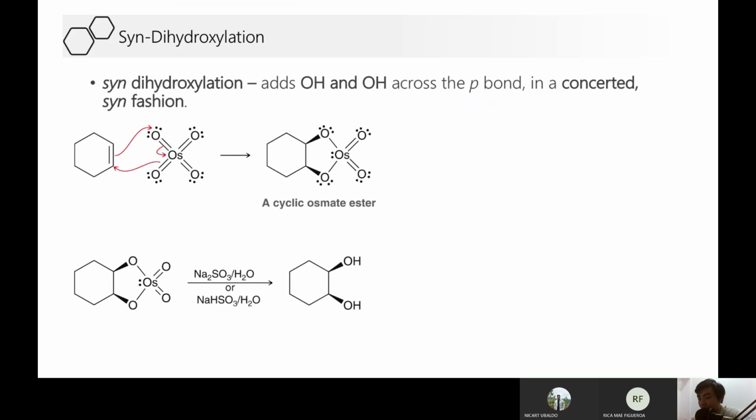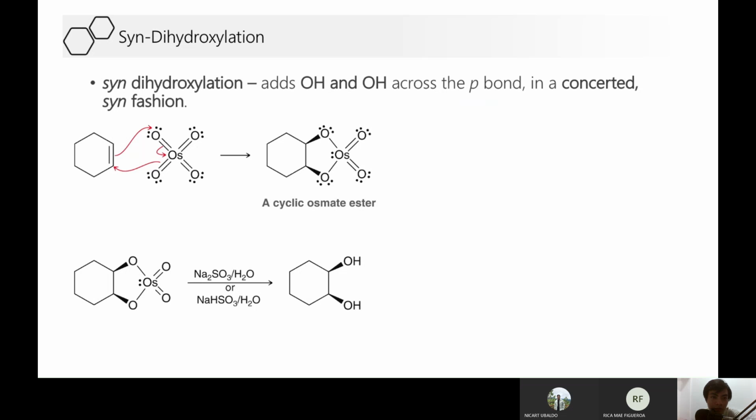Proceed naman tayo. So, if we have anti-dihydroxylation, we also have syn dihydroxylation. Ano kaya meron dito? Ay, imagine nyo, ipit na naman. So, imagine nyo may molecule na nakaipit, no? So, yan. So, paano yung syn dihydroxylation?